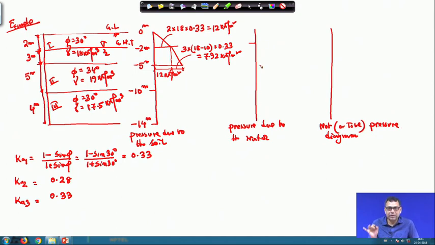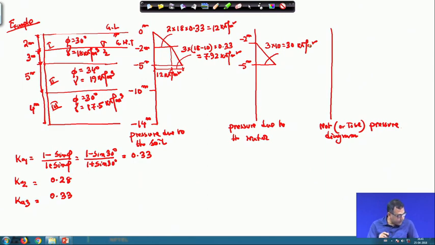For the water pressure, up to 2 meter there is no water, so water pressure is 0. After that the water pressure will start. So, what will the water pressure value be? It is 3 into 10, that is 30 kilonewton per meter square, because the unit weight of water is taken as 10. So, that is the diagram for the soil and the water separately up to 5 meter depth for the first layer.